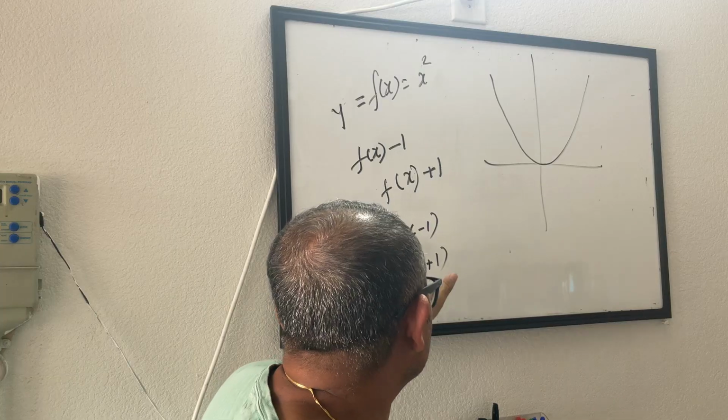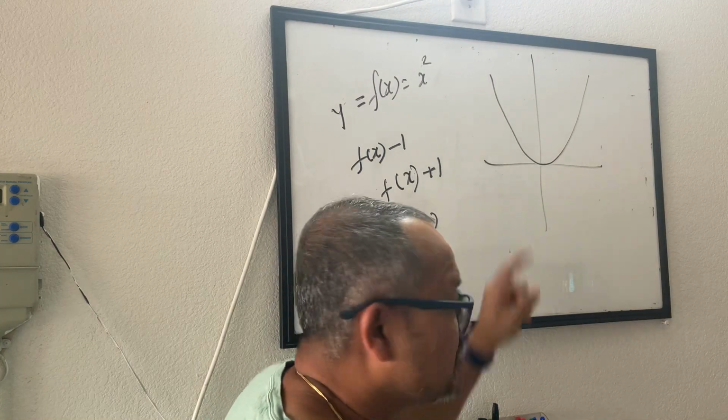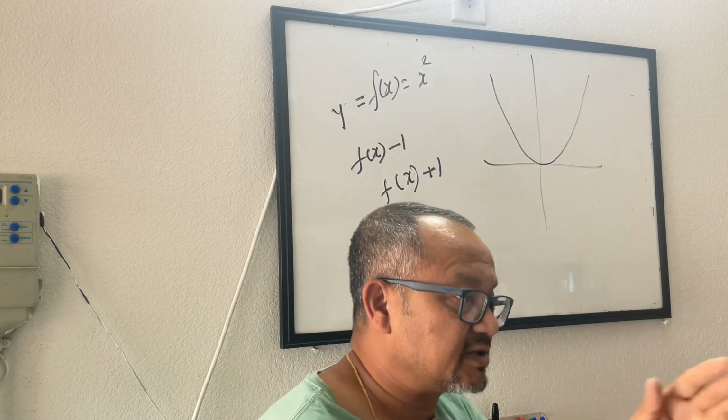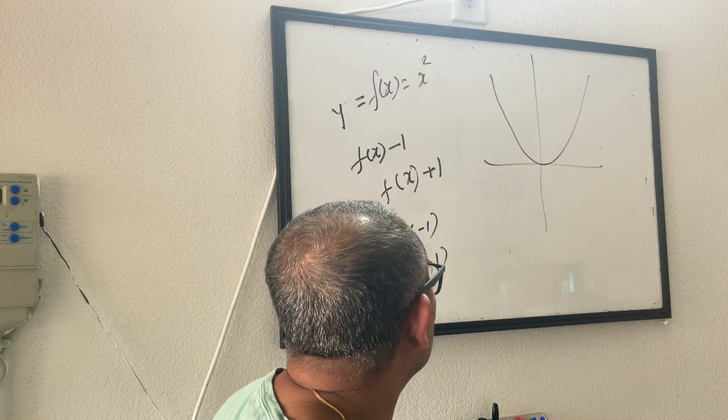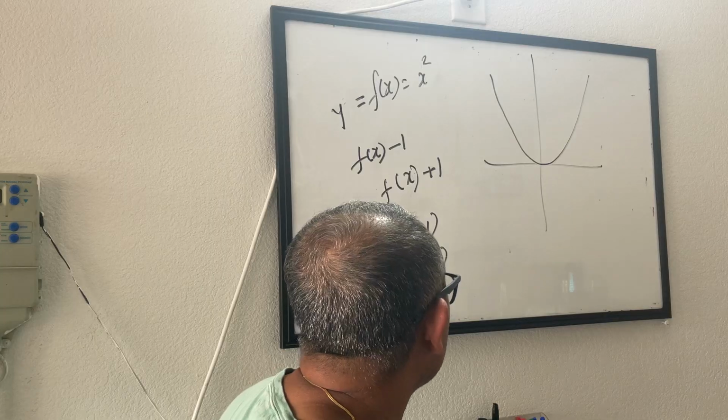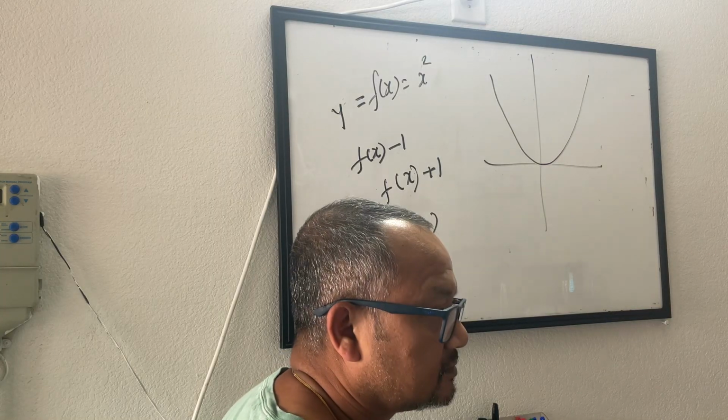If I do f of x minus 1 inside the bracket, what happens to the graph? And what happens in this case? Yes. For the first one, it goes down 1. For the second one, it goes up 1. For the third one, it goes to the right 1. And for the last one, it goes to the left 1. Okay.